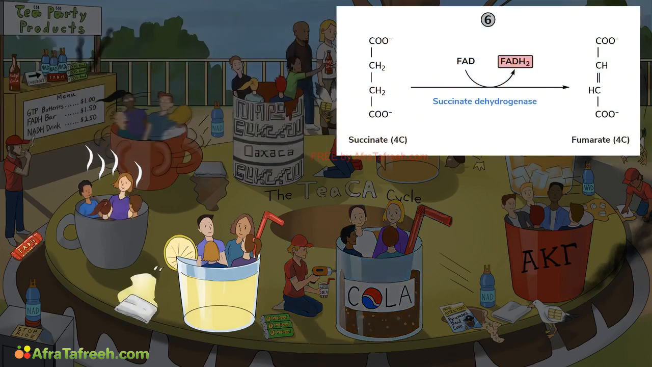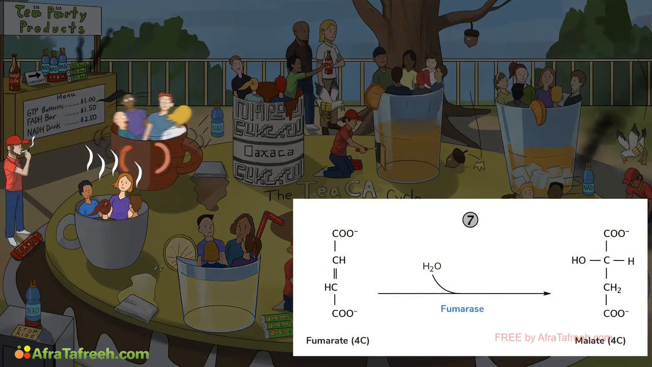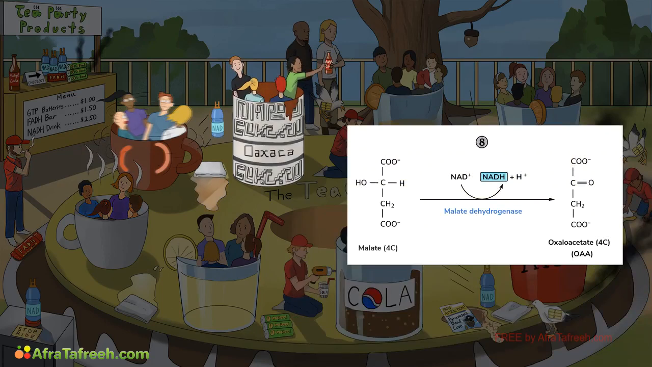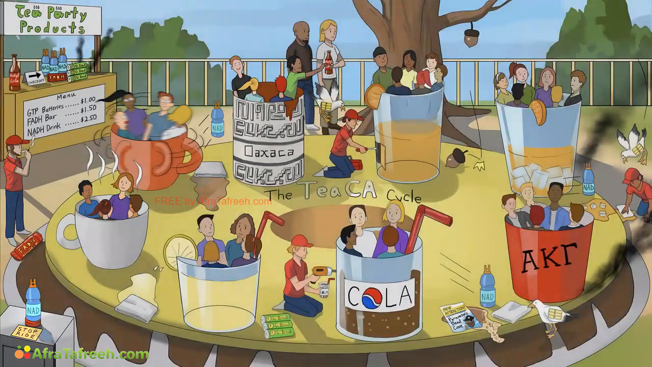In step 6, succinate dehydrogenase turns succinate into fumarate, and we produce our first and only FADH2. In step 7, fumarase hydrolyzes fumarate into malate. In step 8, malate is oxidized into oxaloacetate via malate dehydrogenase to make our third and final NADH. Finally, NADH inhibits TCA cycle reactions. And there you have it. You've mastered the TCA cycle. That wasn't so bad, right?